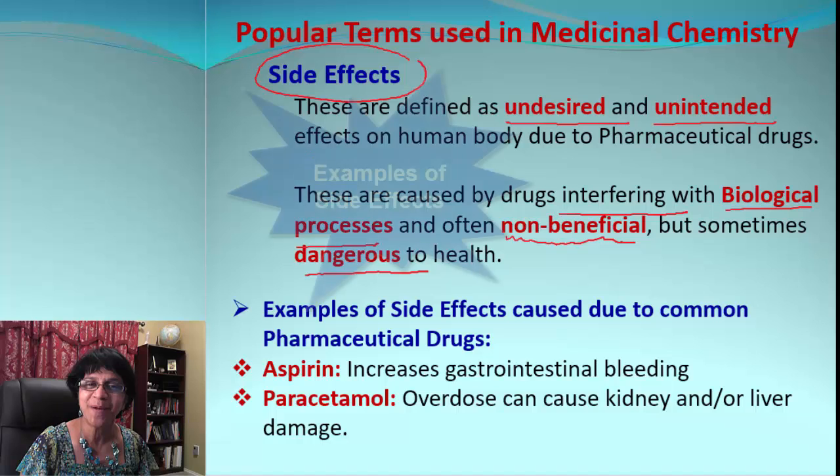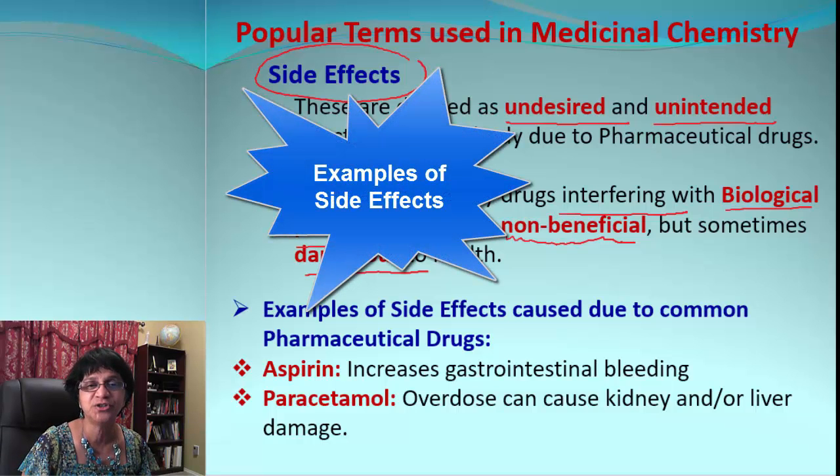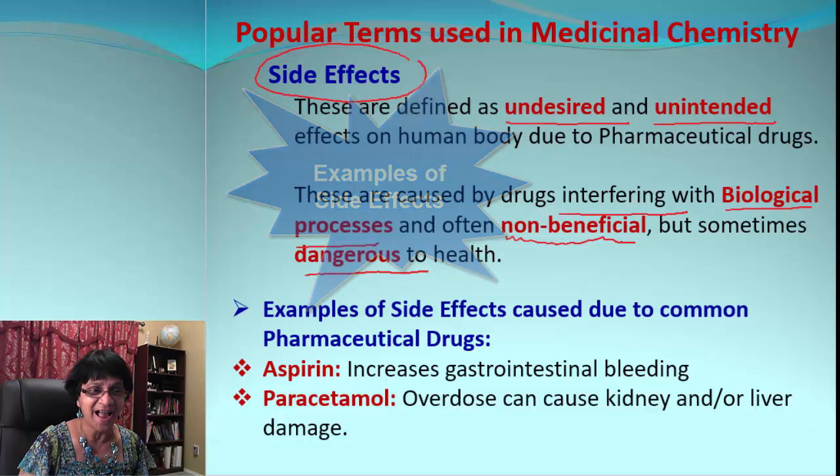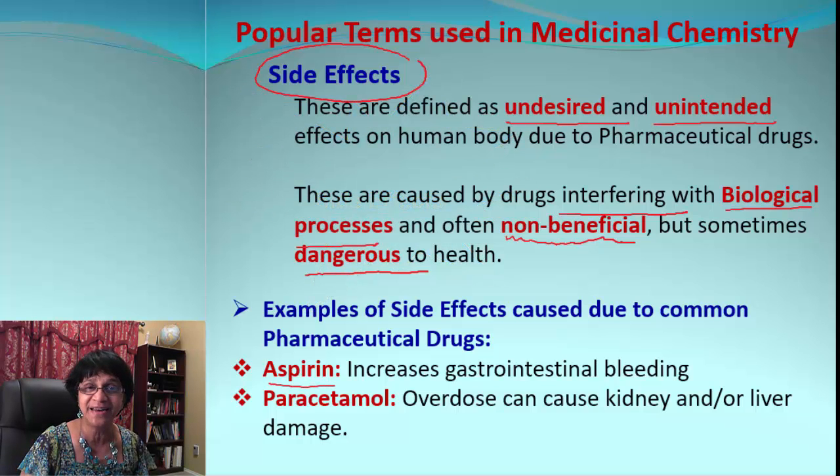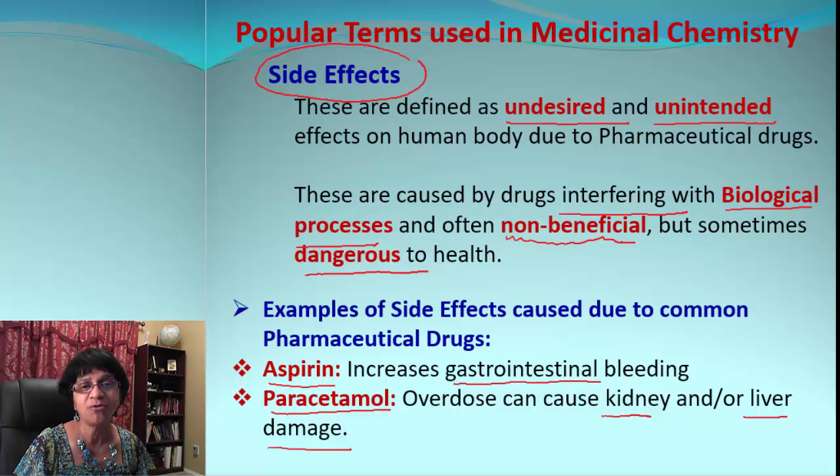Now, can you think of some side effects due to common medicines? Yes, here it is. Aspirin can cause some bleeding in the stomach and intestine. So that's gastrointestinal bleeding. And there is a simple medicine, paracetamol, and if we take an overdose of it, that can actually cause kidney or liver damage. So side effects can be minor, and they can also be extremely dangerous.